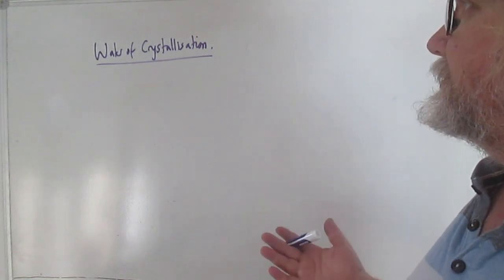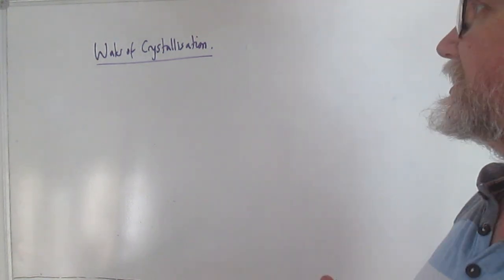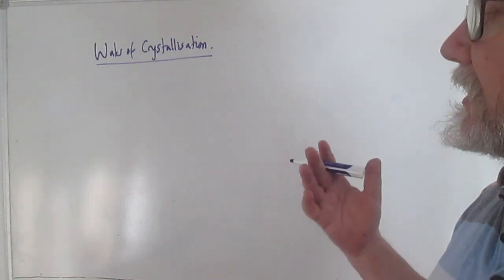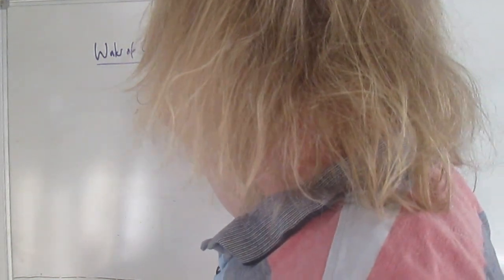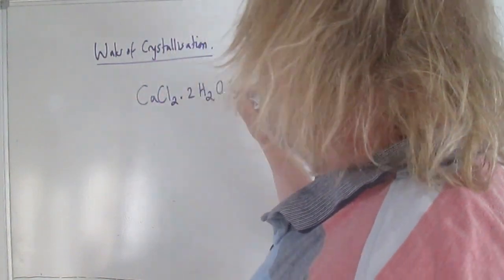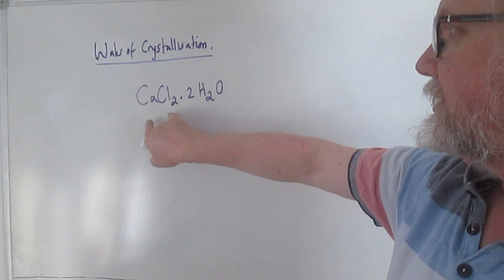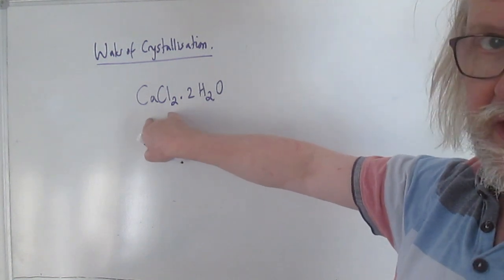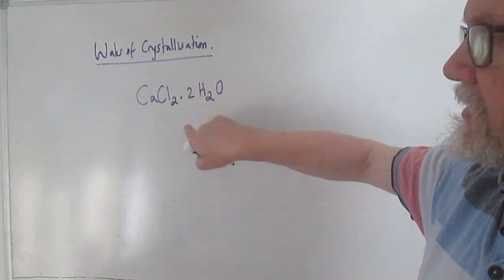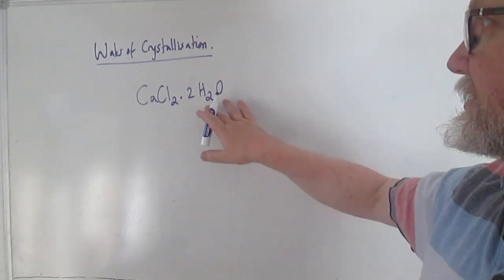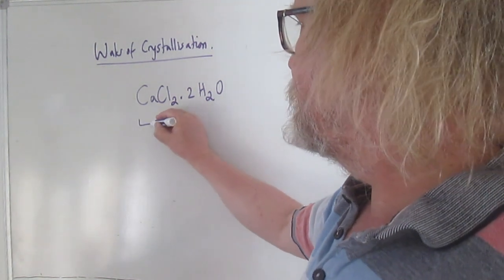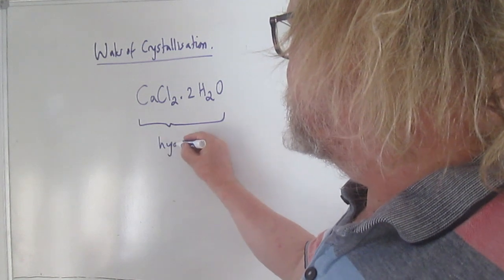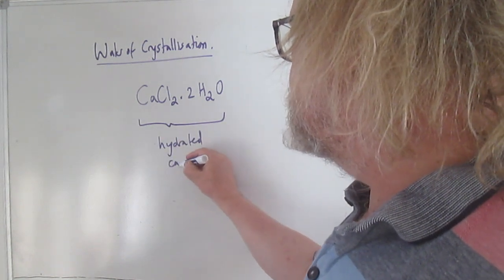Okay, so experiments involving finding out how much water of crystallization there is in a compound, or things related to that, are very common. So for example, we might be talking about a compound like this, which has calcium chloride, so calcium ions and chloride ions in a lattice, but the lattice also contains water molecules as part of the structure. So this is water incorporated as part of the solid, and this whole thing, remember, is called hydrated calcium chloride.